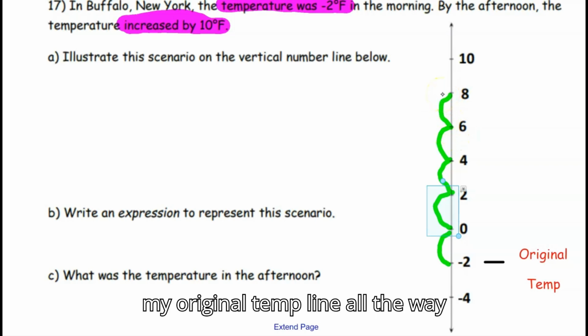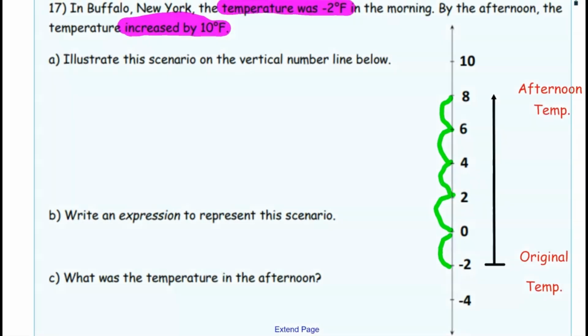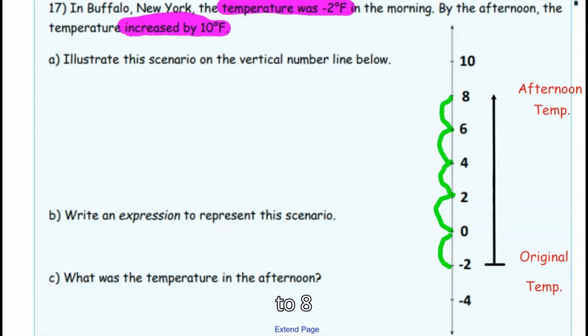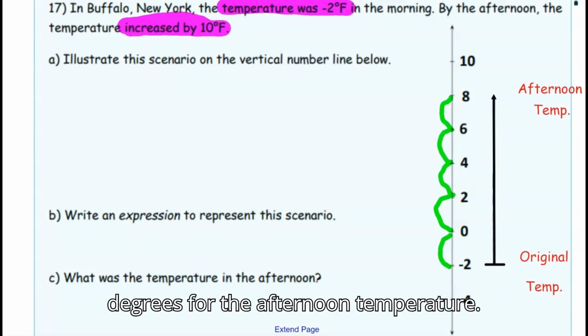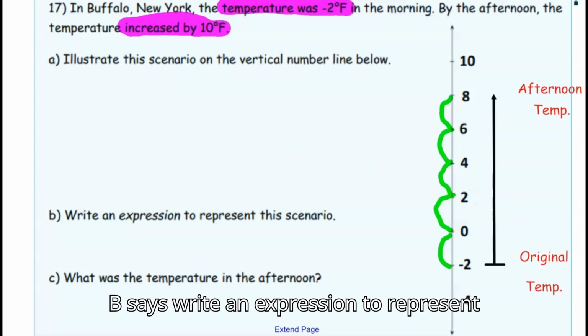Now I'm going to extend my original temperature line all the way up there. Always make sure you're dealing with an arrow with direction. So our drawing goes up to 8 degrees for the afternoon temperature. Now we move on to choice B. Choice B says, write an expression to represent the scenario.